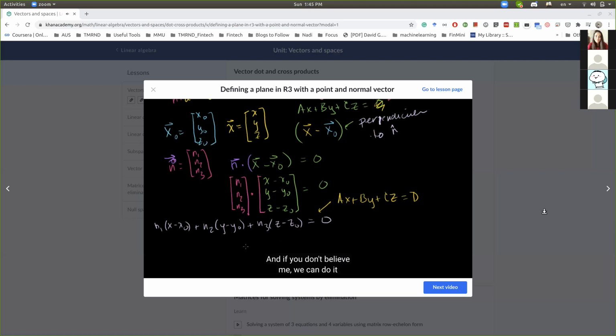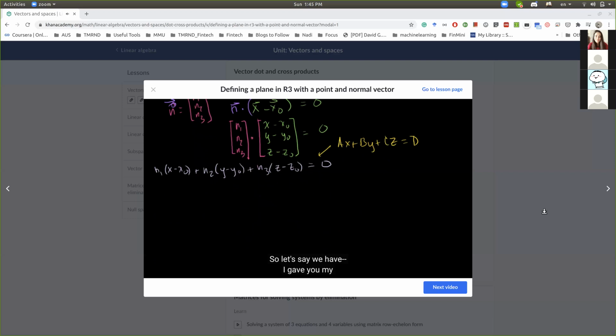If you don't believe me, we can do it with an actual example. Let's say I specify a plane by giving you a normal vector. I tell you that normal vector is the point 1, 3, minus 2. The normal vector and the point don't necessarily have to intersect. But let's say for a point that lies on the plane, I have the point 1, 2, 3. And I say, give me the equation for this plane.